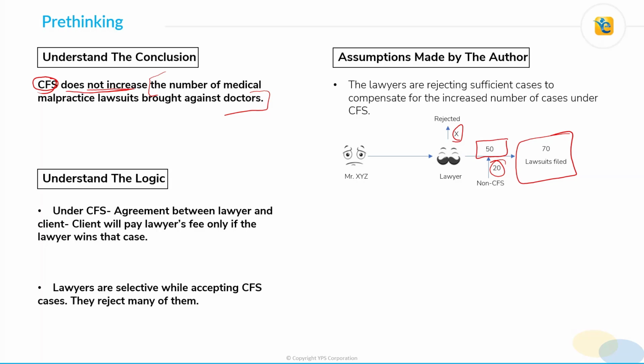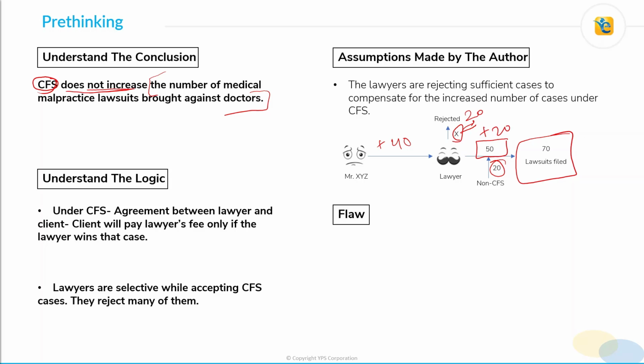Now, what if the number of cases that are being rejected, that is X, is very less compared to what is required to compensate for the increase. Let's say we are getting additional 40 cases here because of CFS. We saw that CFS can increase the number of cases. So we are getting additional 40 cases here. However, the lawyers are rejecting only 20. So in that case, we will have 20 additional cases here, and the number of lawsuits filed will go up. So therefore, this is one of the assumptions made by the author.